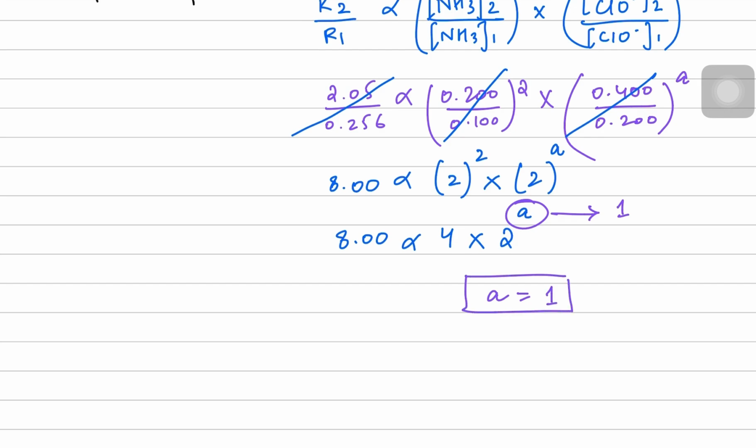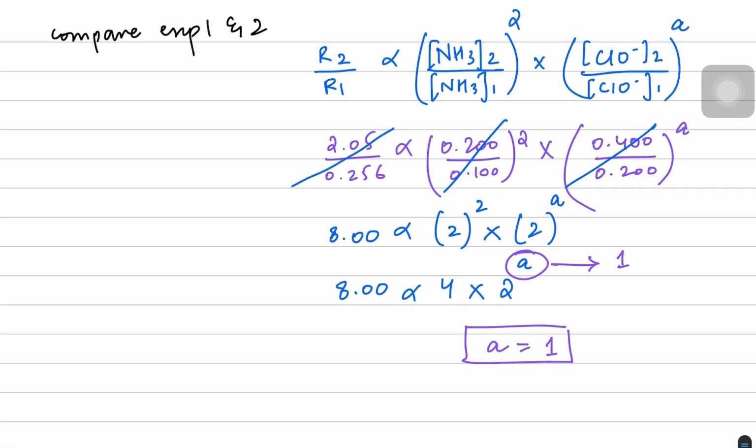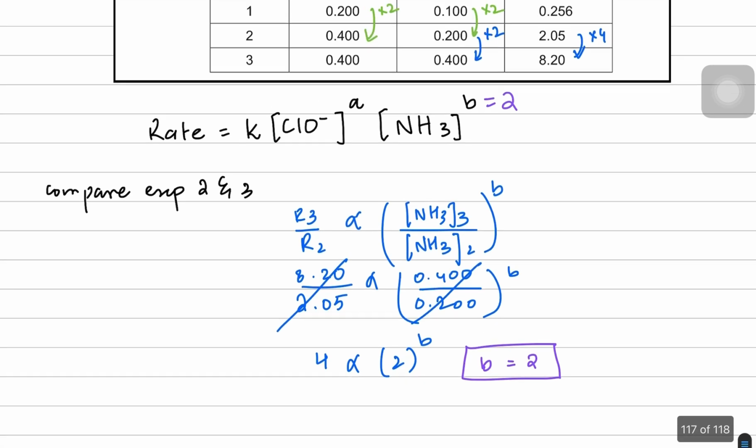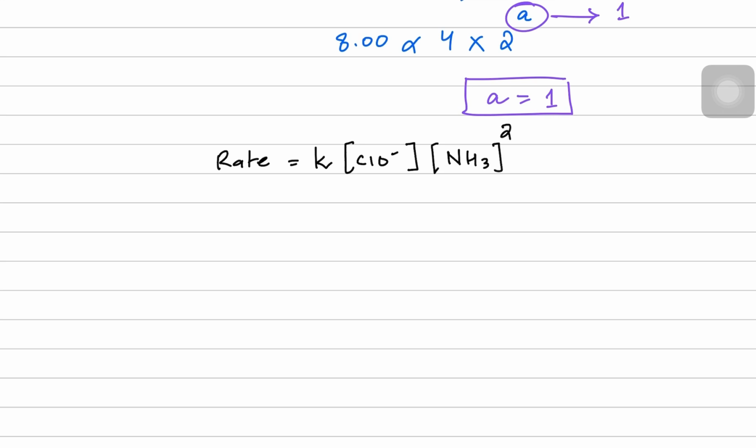Now we go back to our rate equation and we rewrite it. The way we rewrite it should involve both the orders. So here, rate, let's rewrite that. Rate is equal to k, which is the rate constant. So rate is equal to k, chlorate raised to the exponent of 1 and ammonia raised to the exponent of square.